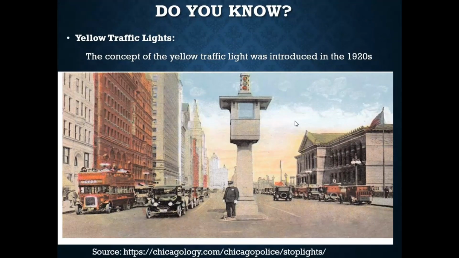Another one. Do you know that the concept of the yellow traffic light was introduced in the 1920s, and this is to provide a warning for drivers that the signal was about to change. This helps to reduce the number of accidents and helps make people aware of changes to come.